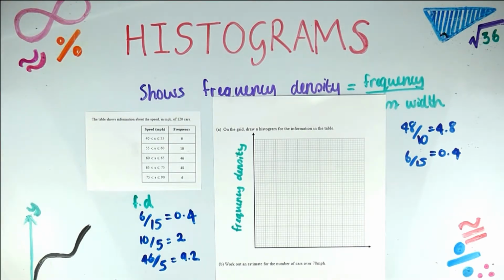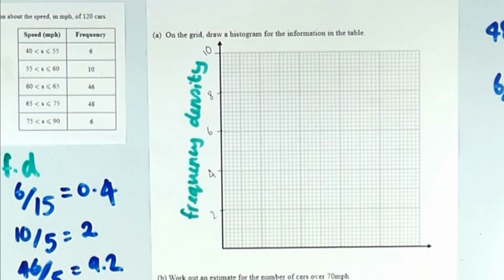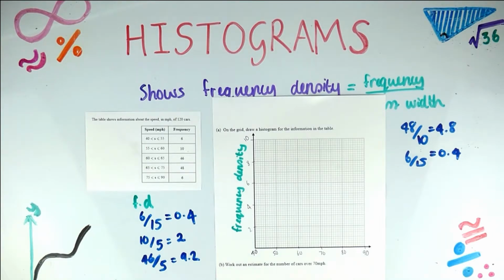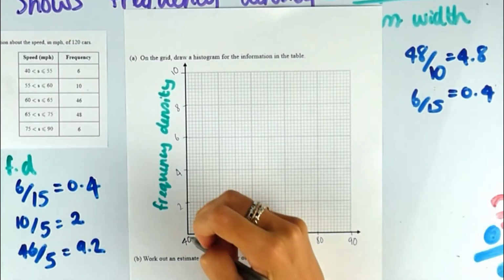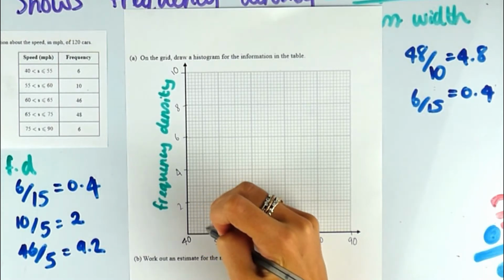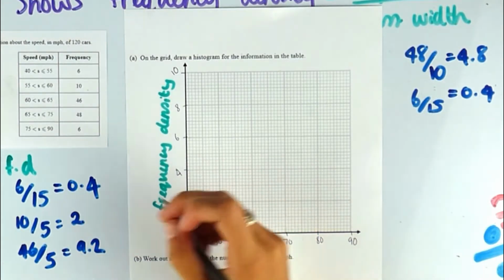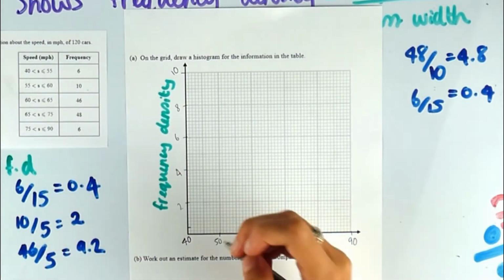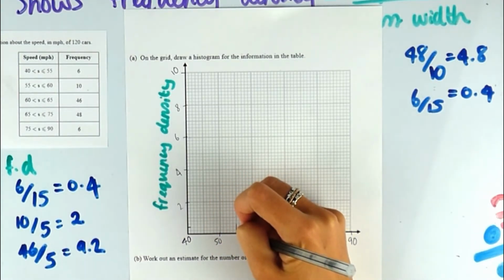So I've got to go from a frequency density, my smallest is 0.4 up to, let's say, 10. So now I need to do the class width, so I'm going from 40 to 90. Now this is quite nice and simple because we've got the frequency density and the classes. So the frequency density of the first class was 0.4, so if we go up to 0.4, that's going to be up here, and then our class is going from 40 to 55, so here.